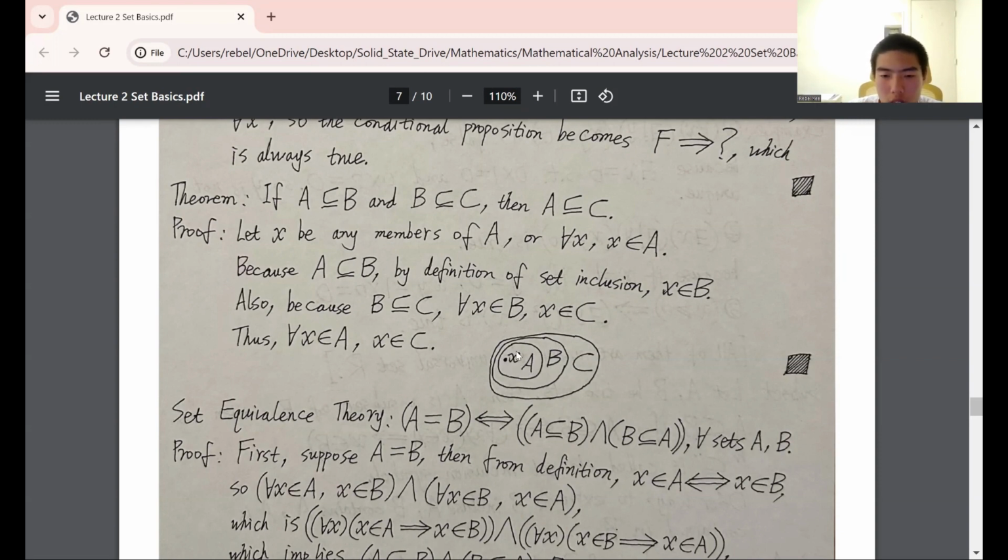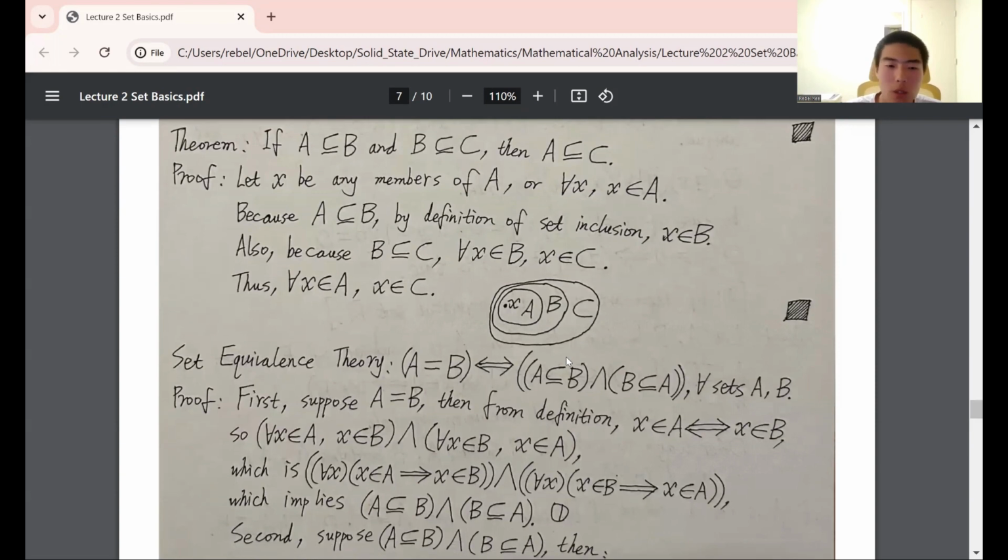All of the X in A leads to X in B, and all of the X in B leads to X in C. So basically the thinking process is to find, for every x in A, that it's in C, then it's the inclusion. So we're done. So that's the logic here.